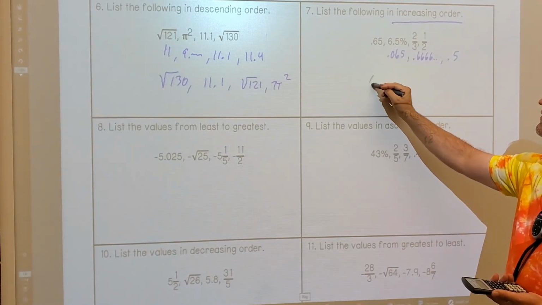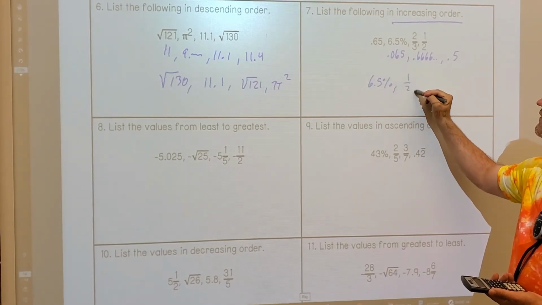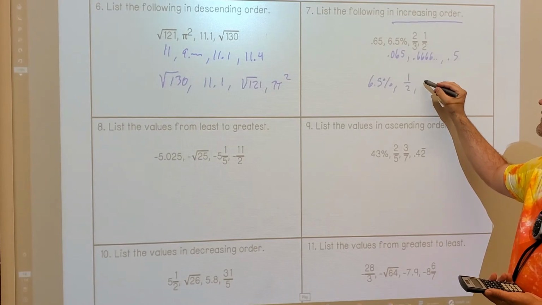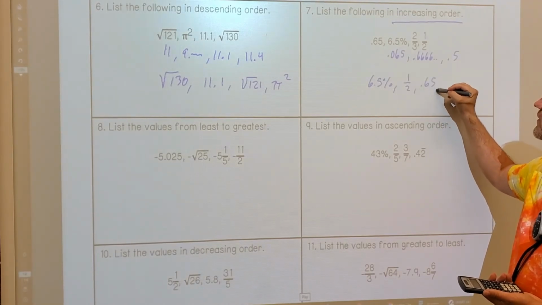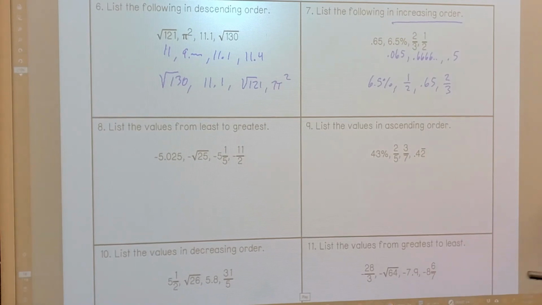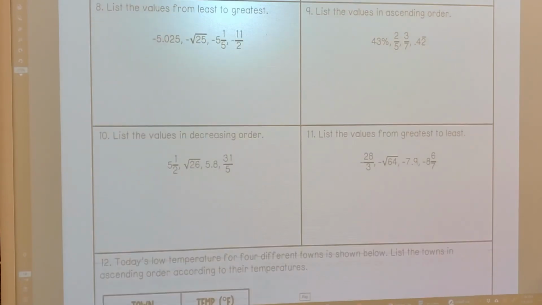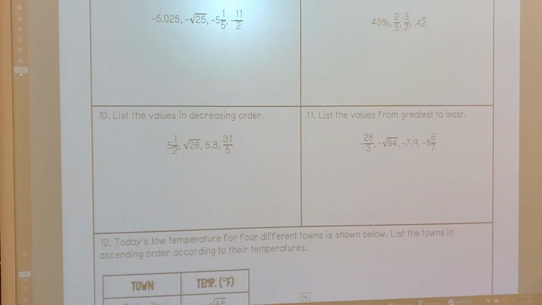That would be 6.5%. And then 1/2. And then 0.65. And 2/3. There might be a better way. If you want to do it a different way, you can. You can find common denominators, or however you want to do it.